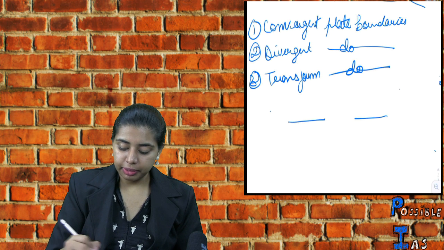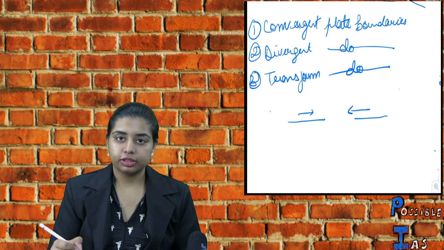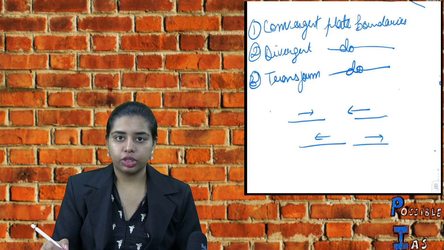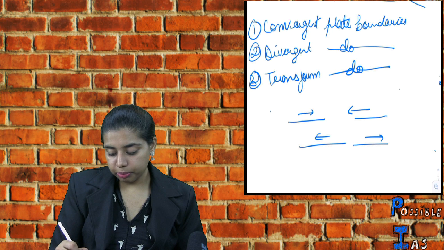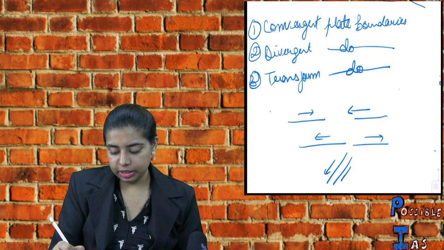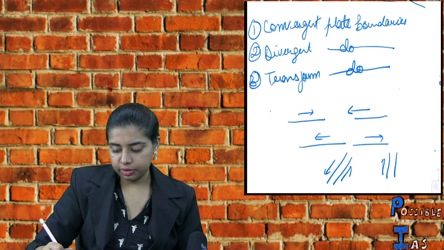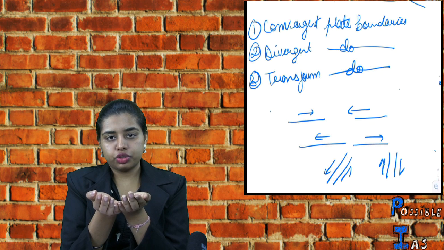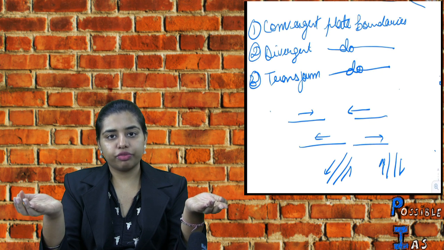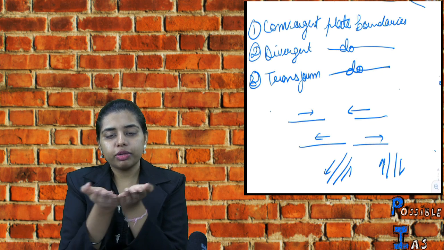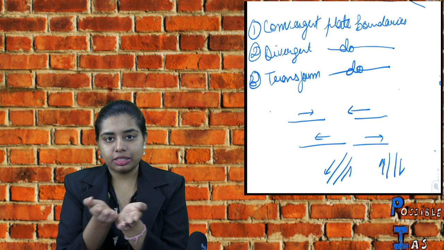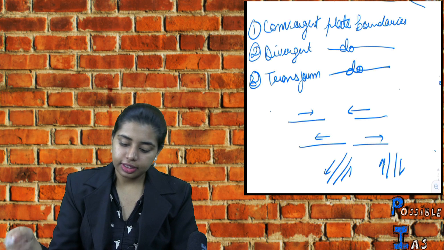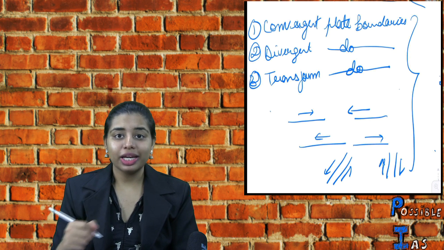Convergent plate boundaries are the plate boundaries that are moving towards each other. Divergent plate boundaries, as the name suggests, they are moving away from each other. And transform plate boundaries, they are moving past each other. Okay, so 2 plate boundaries that are coming together, convergent, that are moving apart from each other, divergent, and that are moving past each other like this, sliding past each other, that is known as a transform plate boundary. Okay, so these are the 3 basic types of plate boundary interactions.